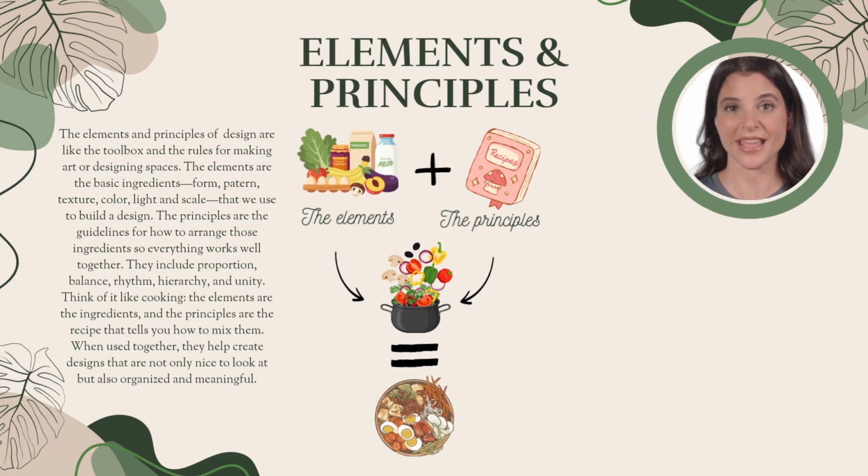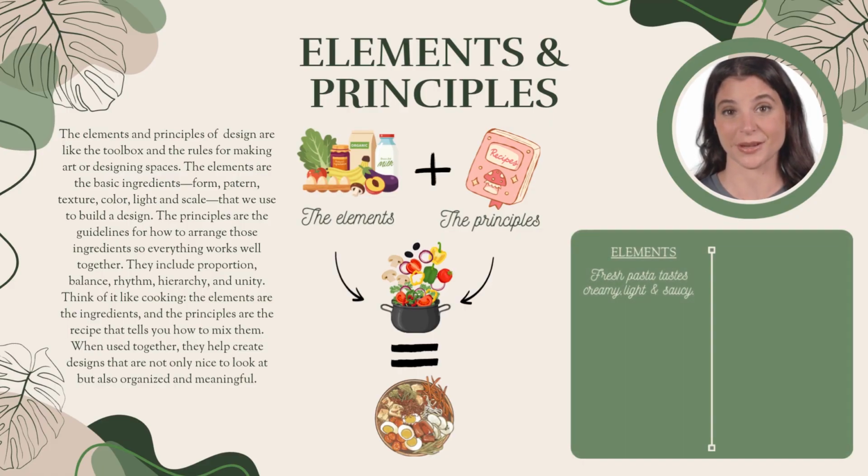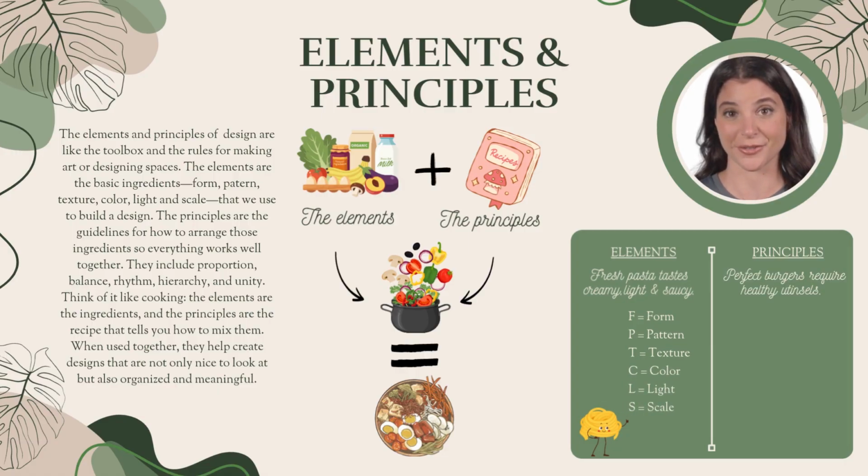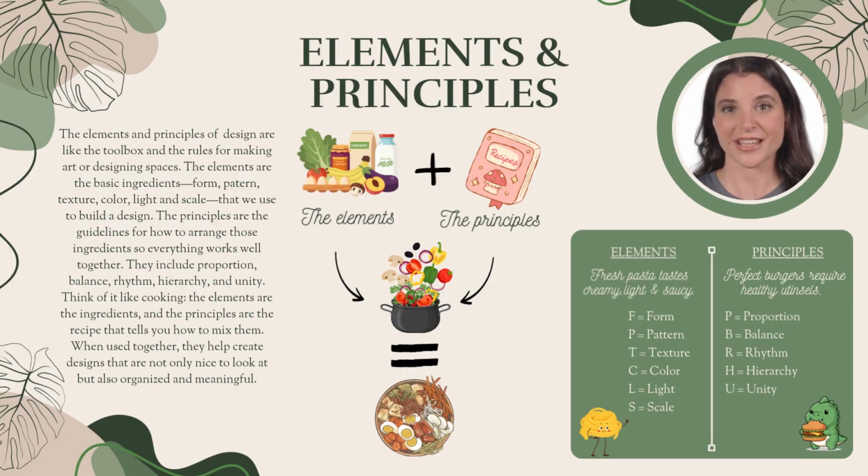To help you remember them, here's a food-friendly shortcut. For the elements, think: fresh pasta tastes creamy, light, and saucy. That stands for form, pattern, texture, color, light, and scale. For the principles, think: perfect burgers require healthy utensils. That's proportion, balance, rhythm, hierarchy, and unity. So just like a recipe, when you put the right ingredients together and follow the right steps, you'll create a design that's both delicious to the eye and meaningful in its structure. Now that we've got the big picture, let's dive deeper, first into the elements individually and then into the principles.